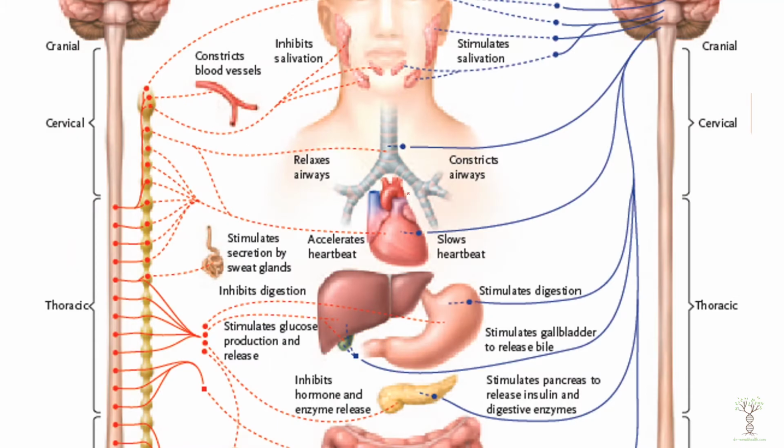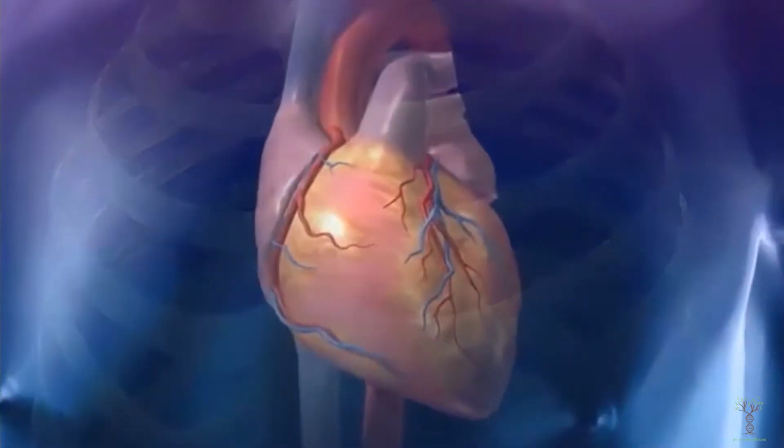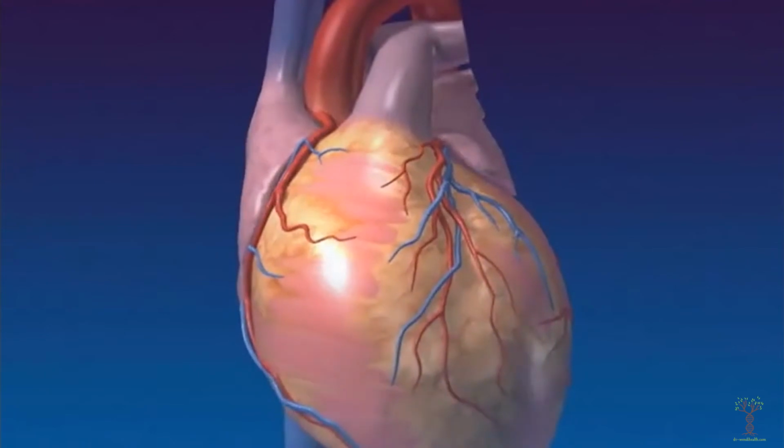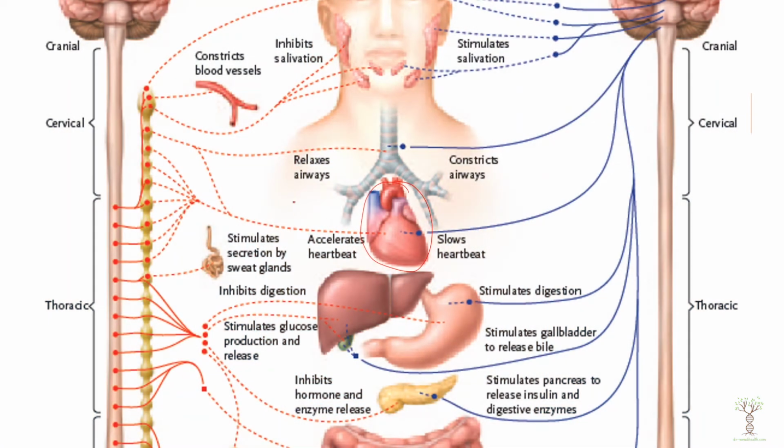Next, we'll look at the heart. When we have a stress response, we're going to need to increase our cardiac output so that we get enough oxygen going to the tissues during our stress response. So the heart rate is going to increase and the force of contraction is going to increase. During a rest and digest parasympathetic response, the heart rate is going to slow down.